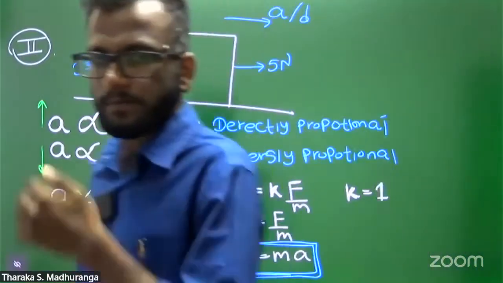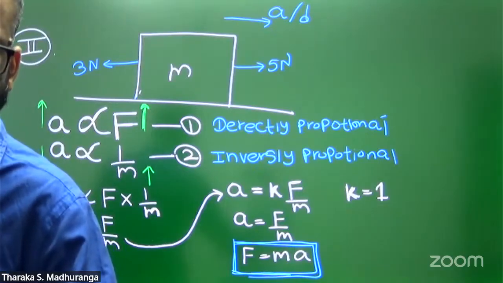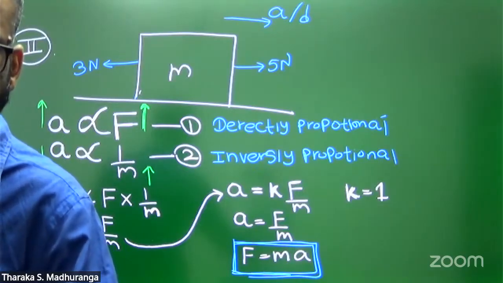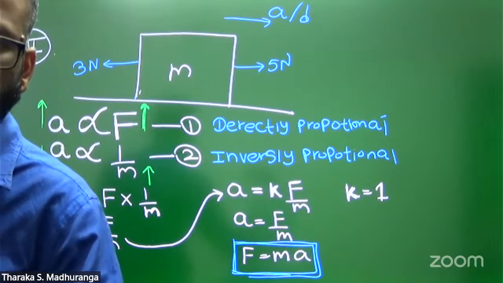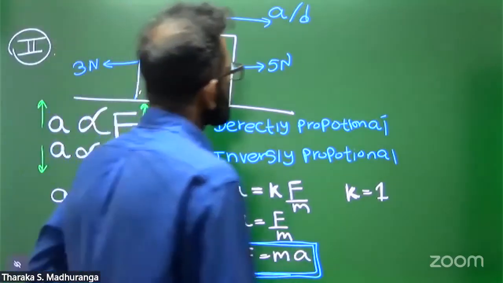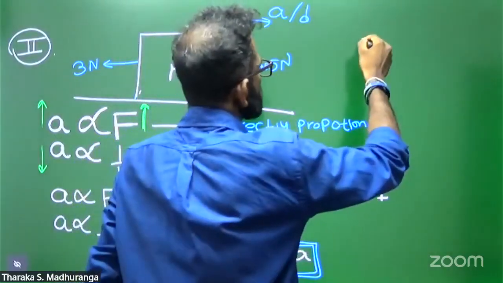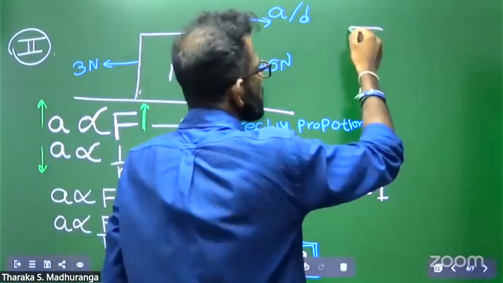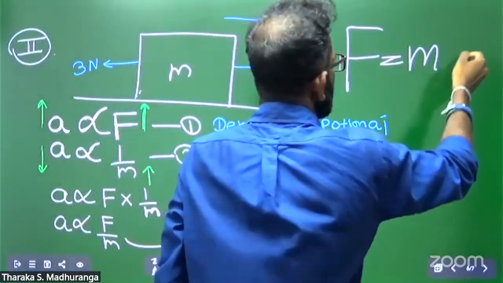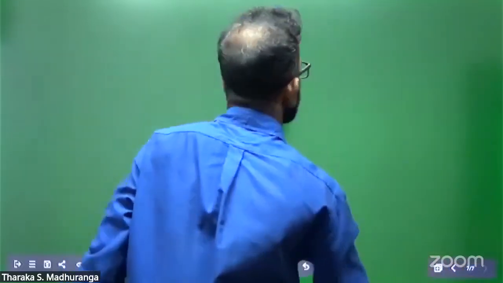Complete? Complete writing? Okay, that's our target for today. From Newton's first law and Newton's second law, I got the F equals ma equation. F equals ma is my equation.